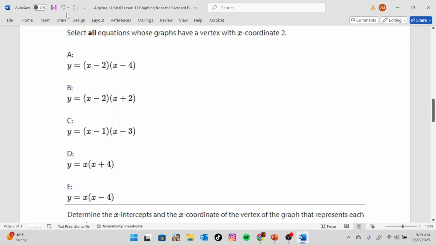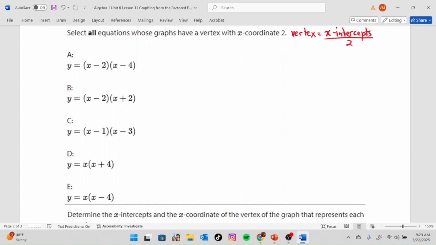Practice problem number 2. Select all equations whose graphs have a vertex with an x-coordinate of 2. So if I want to find the vertex, this means I need to find the x-intercepts and then divide them by 2.